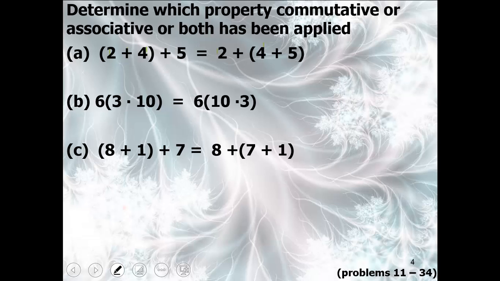Now look at how it's grouped. This one, 2 and 4 are grouped together. Here, 4 and 5 are grouped together. So that means I've used what? I've used the associative property. Try B and see what you come up with and then come back.